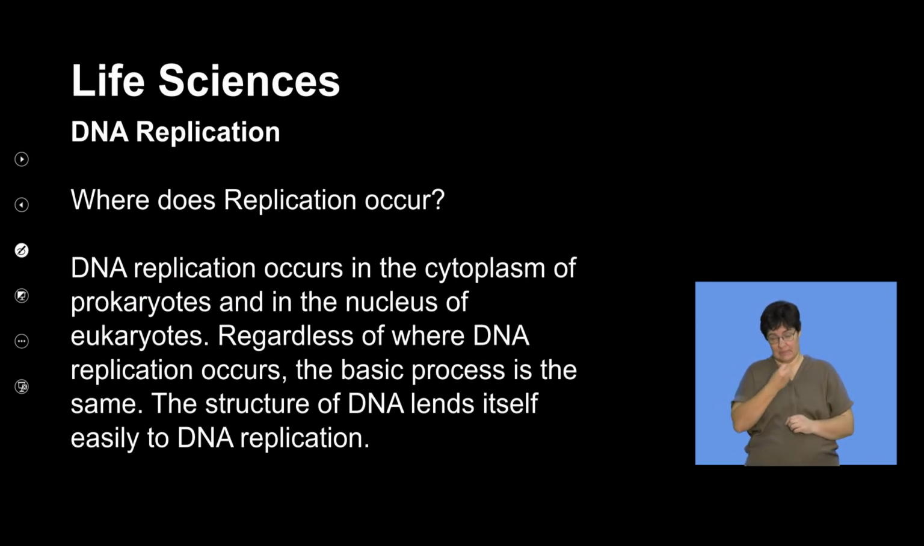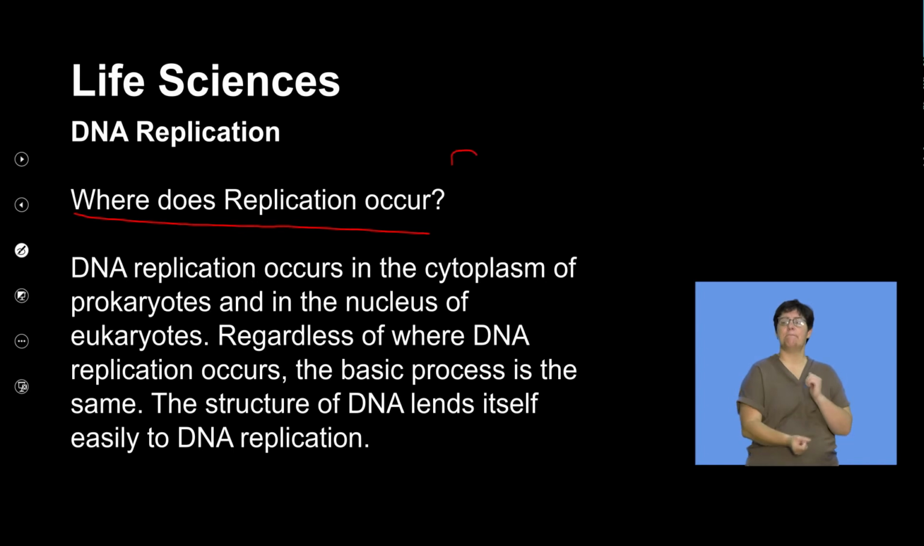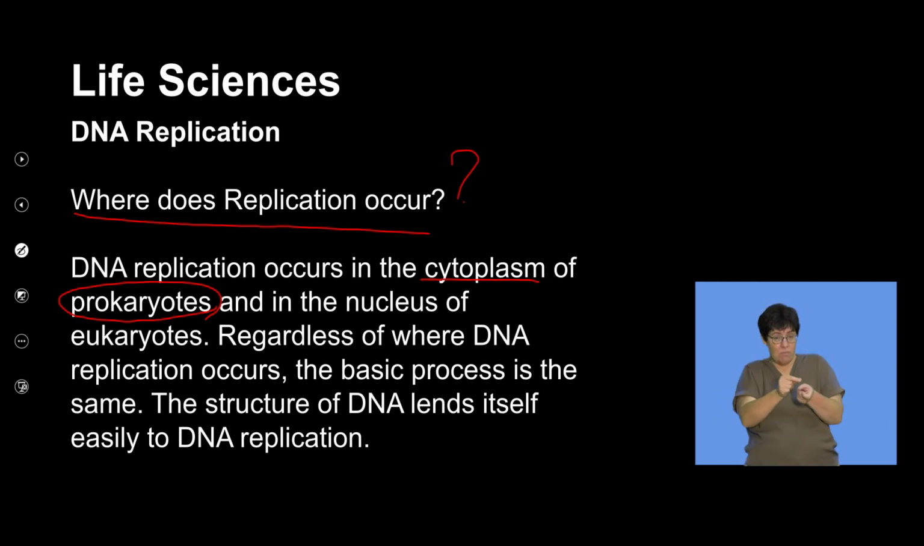Okay? Where does DNA replication occur? It's a very interesting question. DNA replication occurs in the cytoplasm of prokaryotes. Remember that prokaryotes are cells that do not have a membrane-bound nucleus, and hence it happens in the cytoplasm. However, in eukaryotes, these are organisms that have a defined nucleus, we know that it happens in the nucleus.